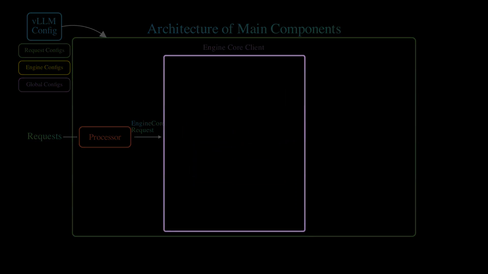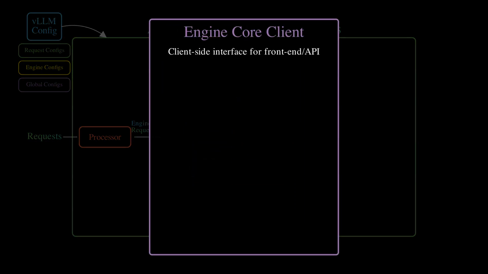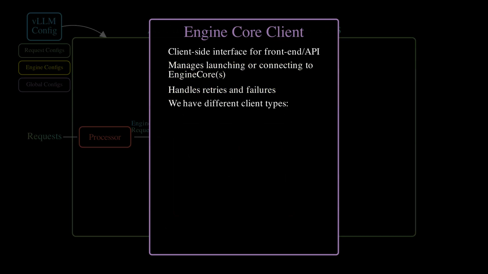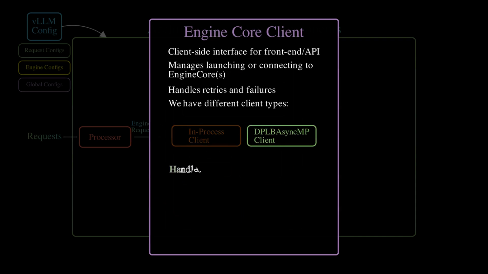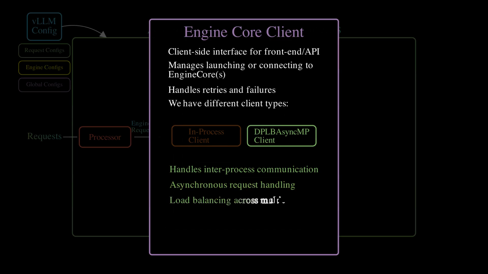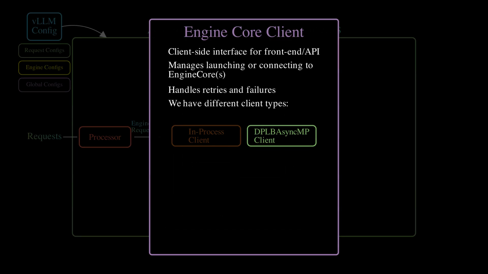This is the engine core client, your API's interface to engine cores. It connects to cores and handles retries and failures. There are 2 types: the in-process client for single process, direct engine core calls, and the DPLB async MP client for load balancing multi-process setups when we have more than one engine core on multi-GPUs.